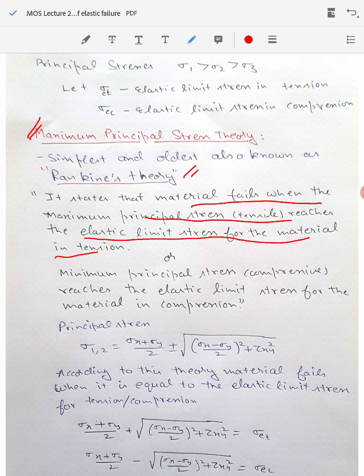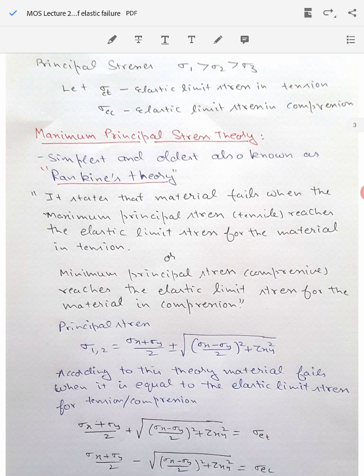Or if you have compressive loading, then obviously sigma 1, sigma 2, sigma 3 may be negative, or maybe one of these may be negative. In that case, the material fails when the minimum principal stress, which is compressive, reaches the elastic limit stress for the material in simple compression test. So this is the statement of our principal stress theory. Basically, we are comparing the value of the principal stress with the elastic limit stress in tension or compression.